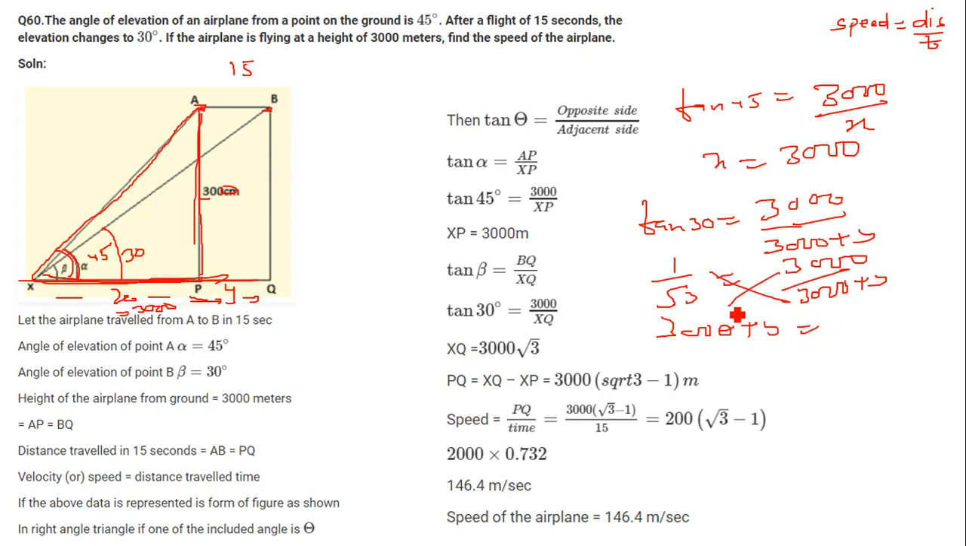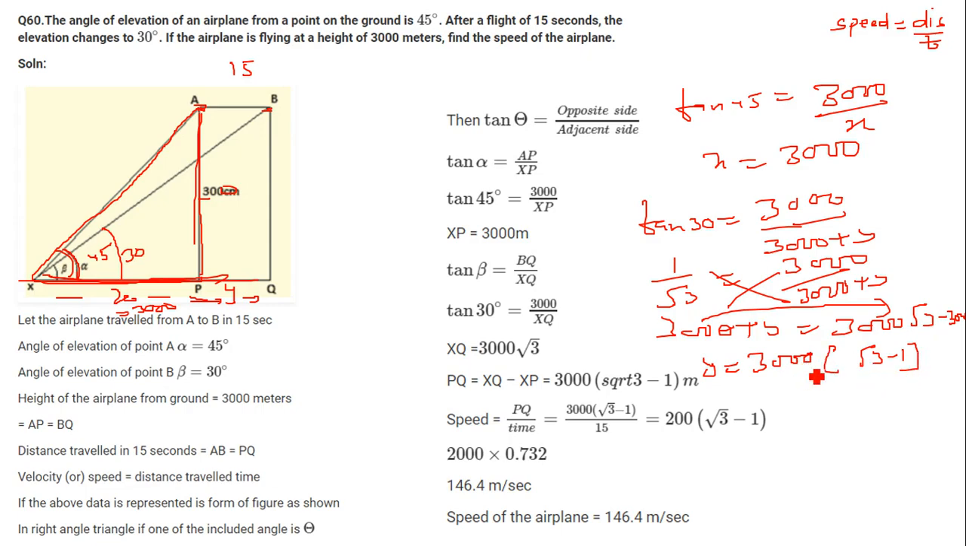3000 plus y equal to, I am cross multiplying, equal to 3000 root 3. So in order to get y, I have to take this 3000 on this side. So y will be equal to 3000. I am taking 3000 outside. This will be root 3, and when minus 3000 comes here, it will be 3000 root 3 inside and minus 1.